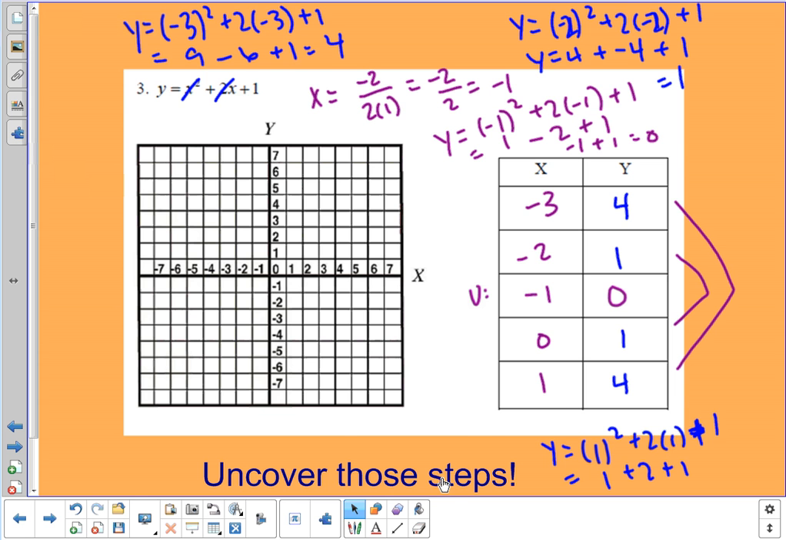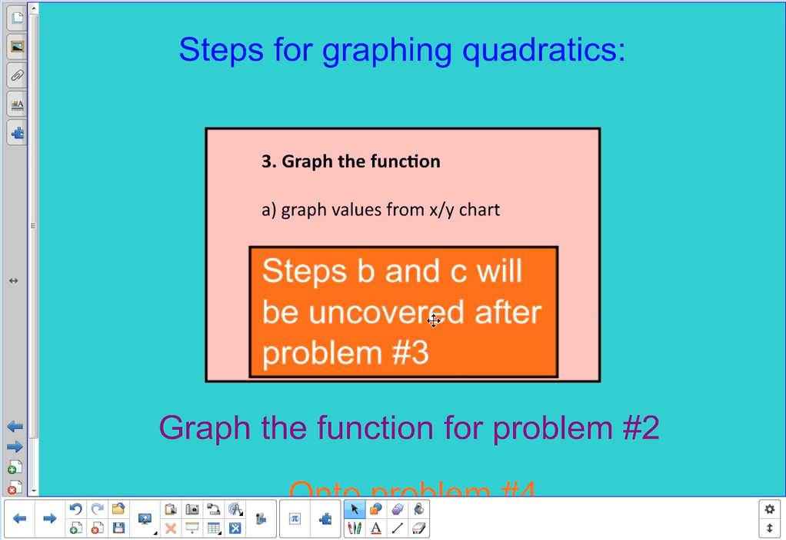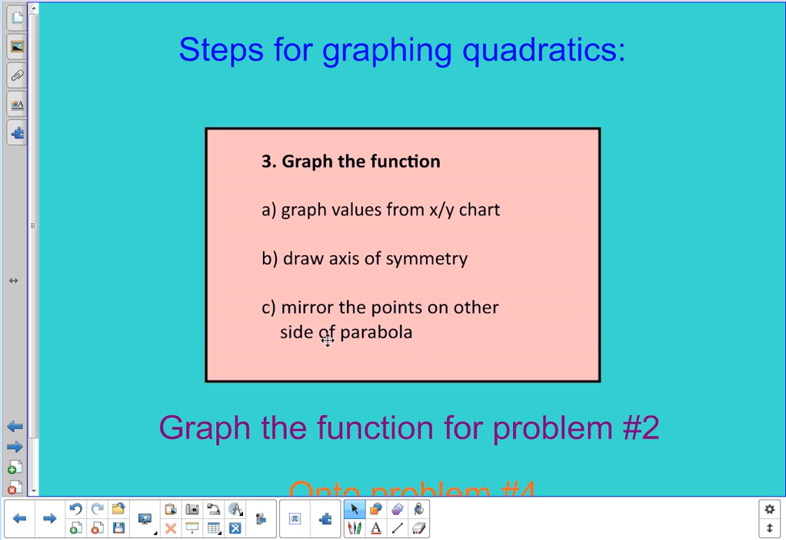So flip back to your very front page and let's look at those last 2 steps. The last 2 steps say draw the axis of symmetry, which is going to go in the middle, and then mirror the points on either side of the parabola. And that's what happens with that mirror image. As long as you're equal distance from the vertex, you could go a half a unit out or you could go 10 units out. As long as you go the same distance in either direction, you are going to have the same y values. And that's why we call that an axis of symmetry, because it is symmetrical on either side.